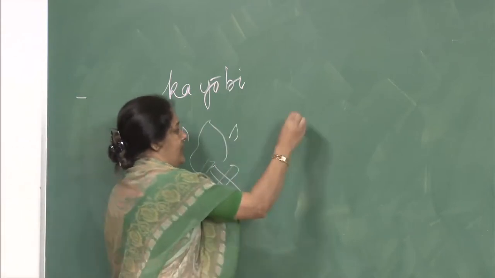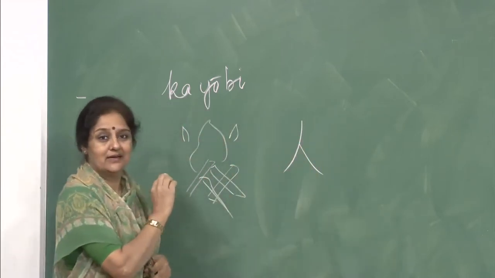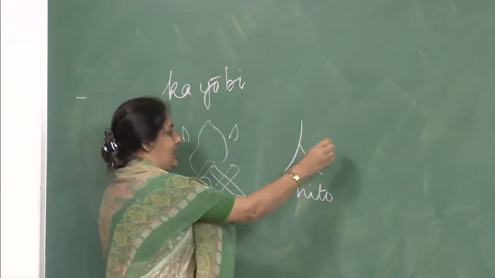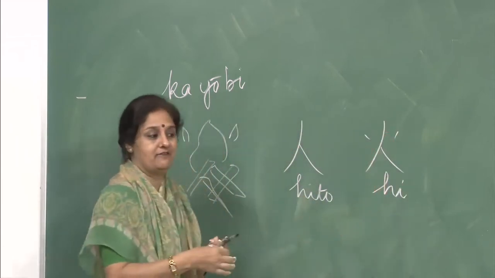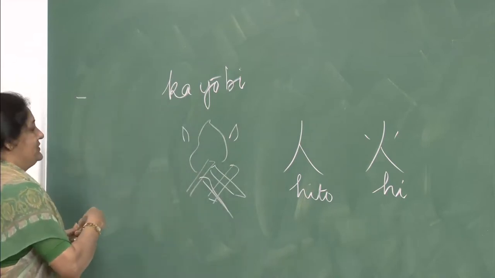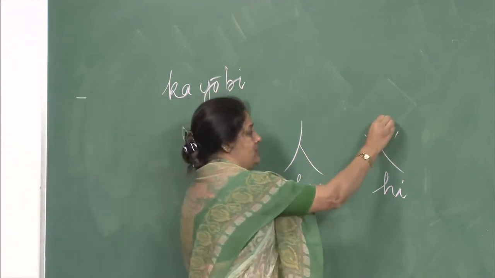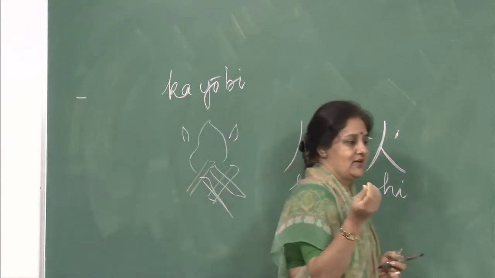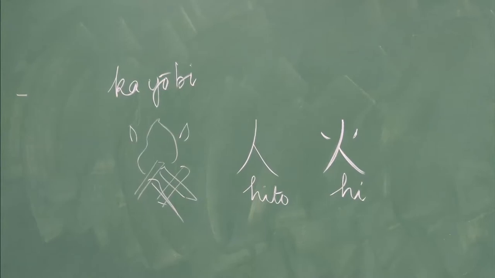So well, the character for it is 1, 2. This character you have done earlier. This is hito, meaning a person. And if you add flames to it, it becomes hi, which is fire. So whenever you see this character, you will immediately understand that it is something to do with fire. Anything, anywhere where fire is required, for example, a fire engine or forest fire or a burn, every time this character will be written over there.